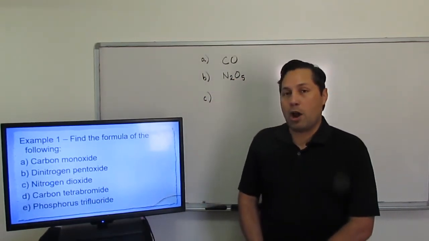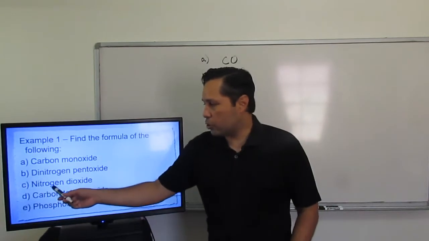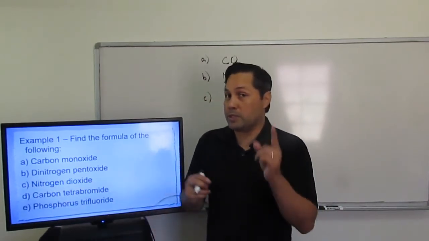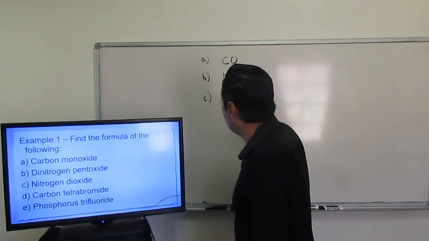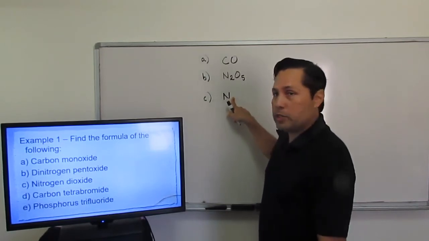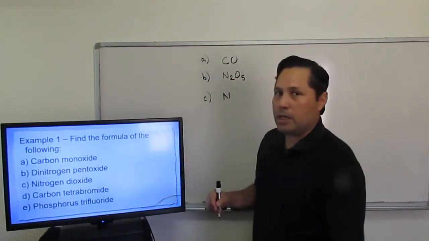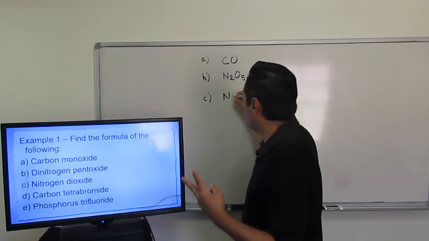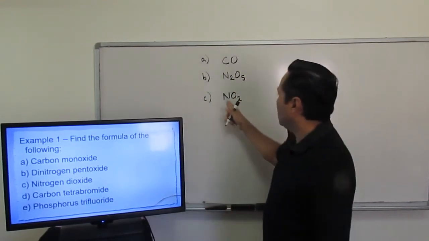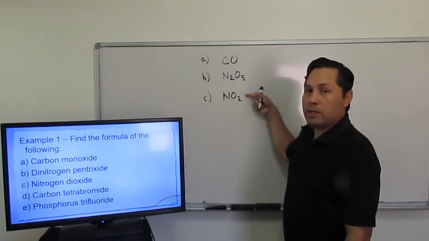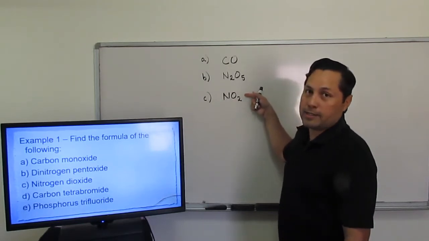Letter C is nitrogen dioxide. So again, it's just nitrogen, no prefix. That means that it's only one nitrogen. And I'm not going to write the ones because we know don't write ones. And dioxide, di meaning two oxygens. NO2, by the way, this is also known as nitrous oxide. It's laughing gas.